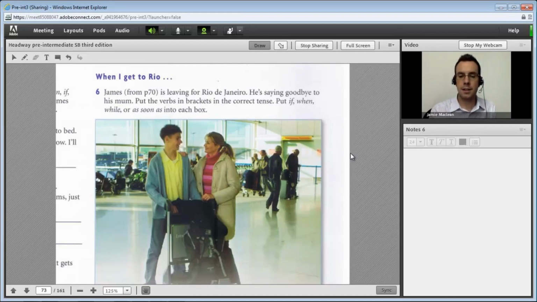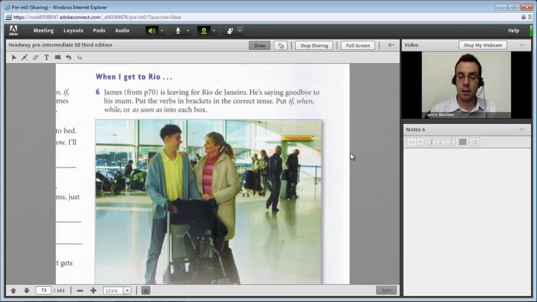In exercise 6, we're going to again hear about James, who we read about in the last lesson. Remember, James has a gap year and he's going to South America. He's going traveling and to visit his friend. So now he's at the airport and he's saying goodbye to his mum.